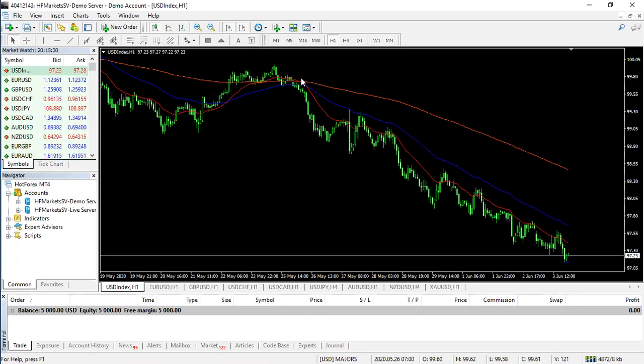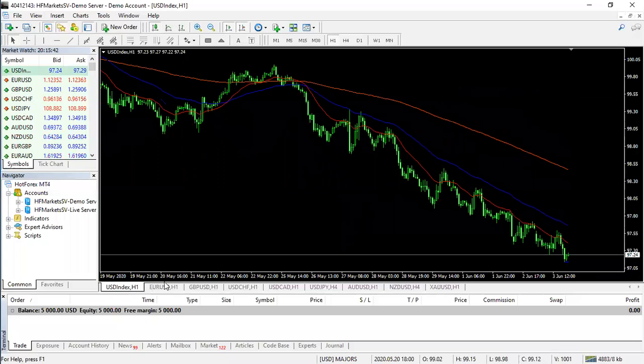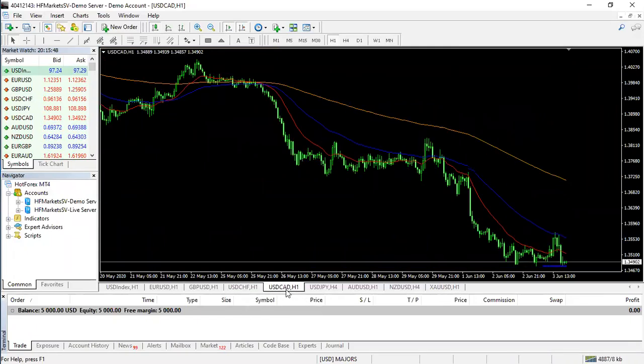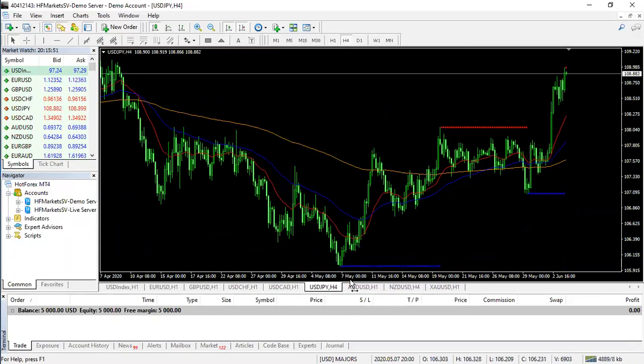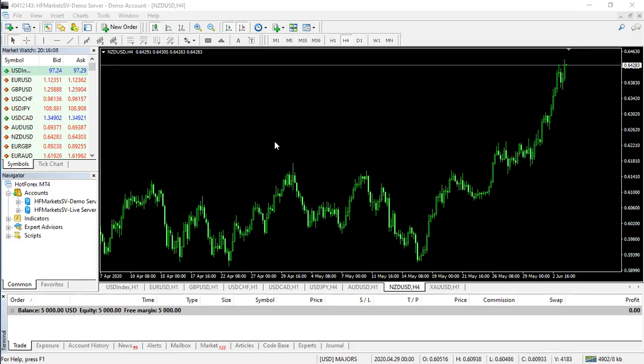So when it comes to trading the USD currencies, there are a few things you need to know. You need to understand these are the major currencies: Euro USD, GBP USD, USD CHF, USD CAD, USD JPY, Australian and New Zealand USD. Okay. So when it comes to trading these currencies, the first thing you need to do is to find the USD index.